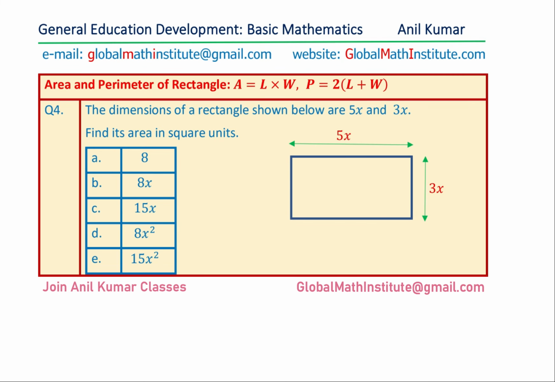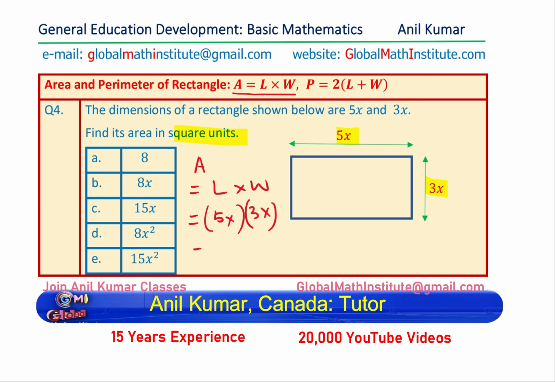In question number 4, the dimensions of the rectangle shown below are 5x and 3x. Find the area in square units. We have to find the area, which is the product of length and width. So area equals length times width. Let's multiply them. We have 5x times 3x. 5 times 3 is 15 and x times x is x squared.